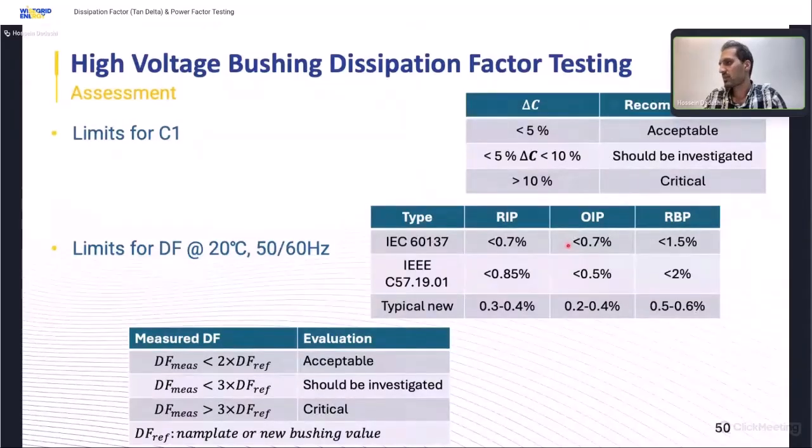In IEEE, we have 0.5%. But please take care that these values are for old bushings, I mean, more than 15 or 20 years old. So if I have a bushing which was installed maybe 2 or 3 months ago, 6 months ago, 1 year ago, and we get this value in less than 15 years, it shows us that the bushing degrades quickly. So we need to check the condition of the bushing.